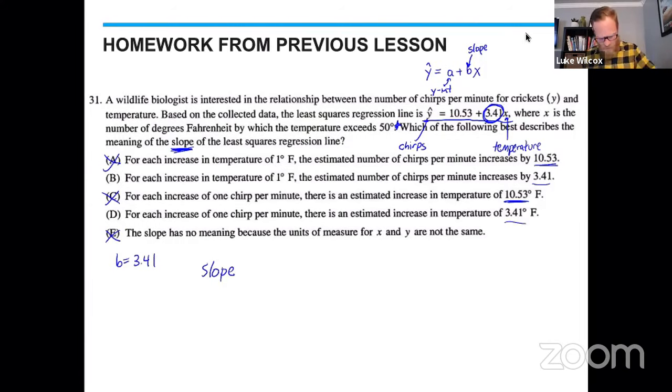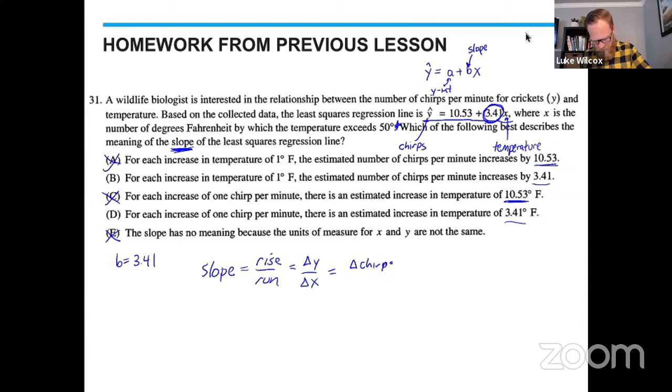algebra days when you first learned slope, and my guess is at some point one of your algebra teachers called it rise over the run. And maybe even better than that, the change in y over the change in x. But if we put that in the context of this particular problem, when I say change in y, that's the change in the number of chirps.